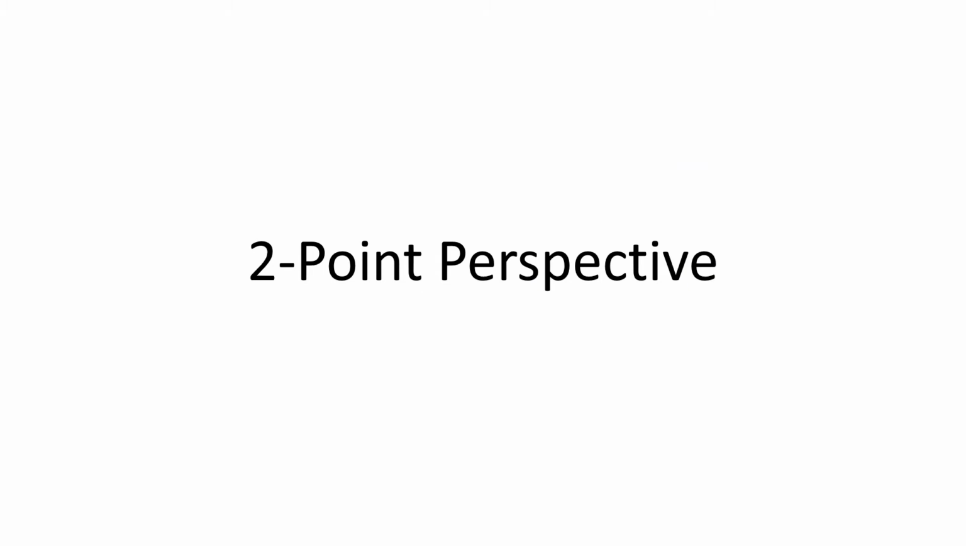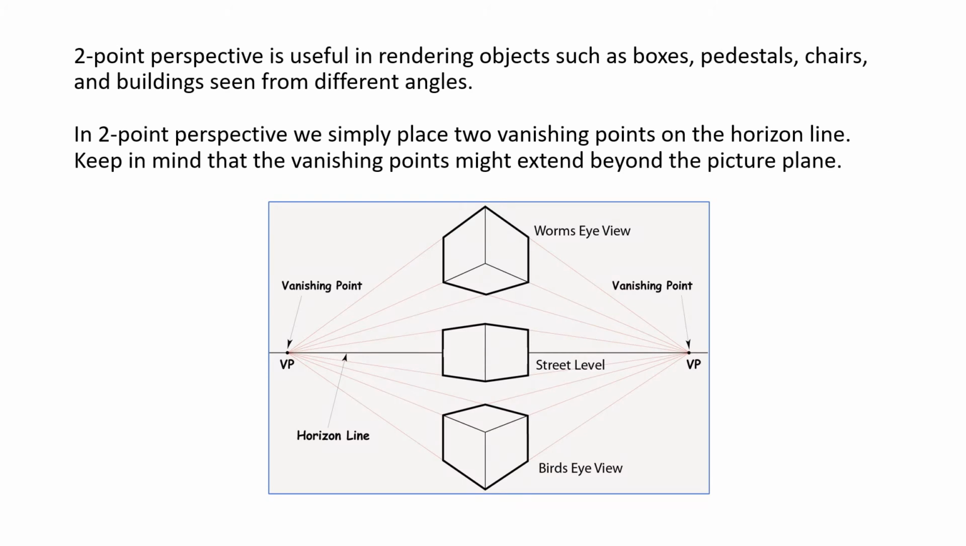Two-point perspective. Two-point perspective is useful in rendering objects such as boxes, pedestals, chairs, and buildings seen from different angles. In two-point perspective, we simply place two vanishing points on the horizon line. Keep in mind that the vanishing points might extend beyond the picture plane.